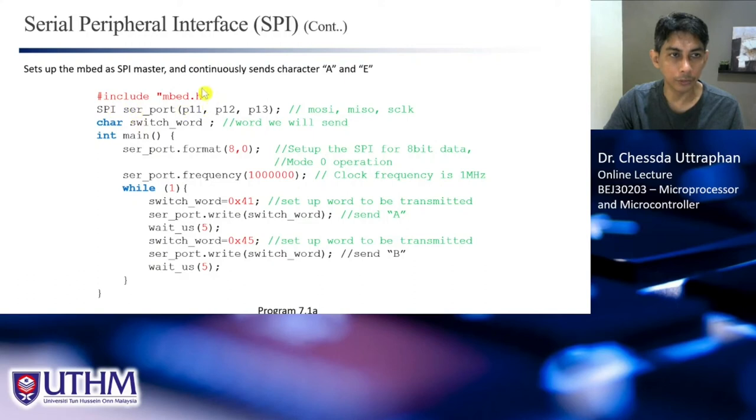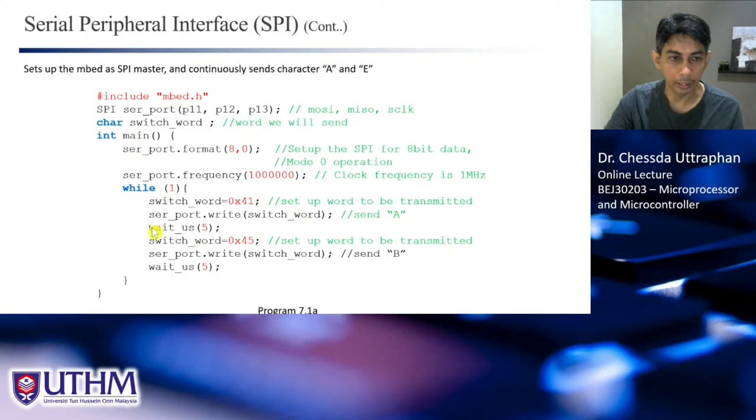Okay, so in the program, this is how we write the code. First, of course, we need to include mbed.h, and this is how we set which one is our serial communication port, SPI port. In this case, we select P11, 12, 13 to be this. And we have one variable here using the char data type, the name is switch word. This is the format. We set the format. And this is the frequency. We set the frequency of the transmission. And this is the data that we want to send, 41, which is A.